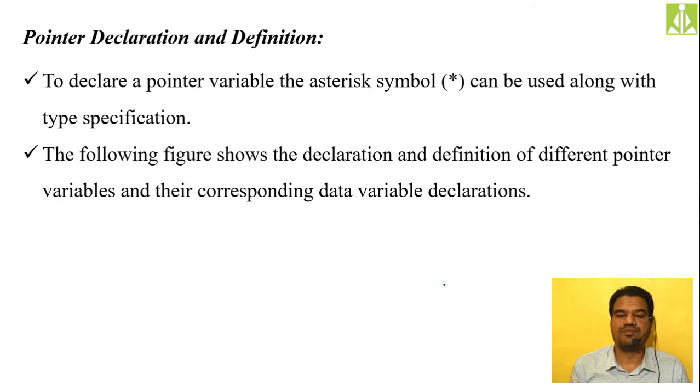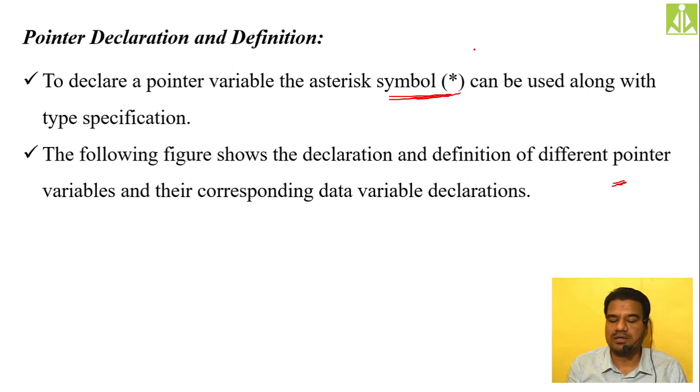Okay, so simply remember, this indirection operator is used for two different purposes. One is to indirect the value, that is, to get the value from an address, and another is to declare the pointer. To declare a pointer we use the asterisk symbol, that is the star symbol only.